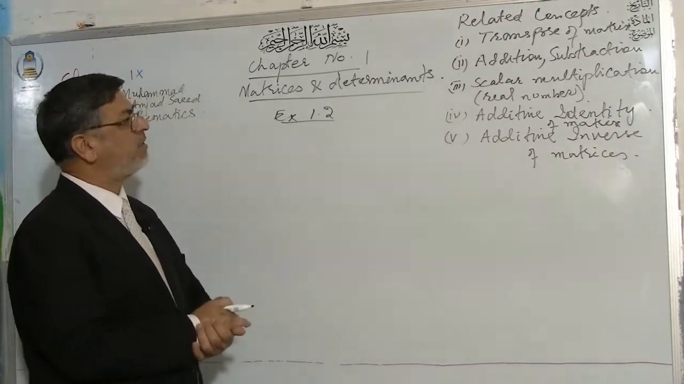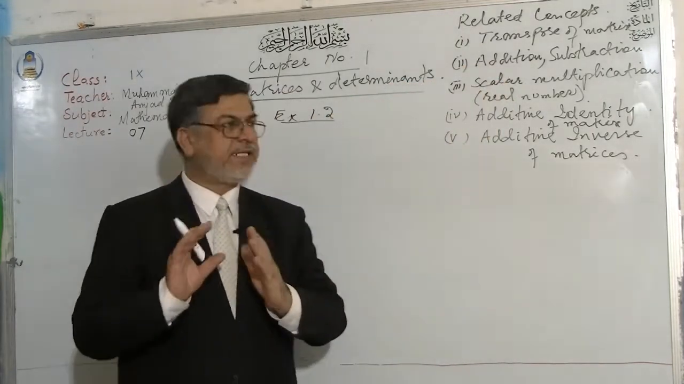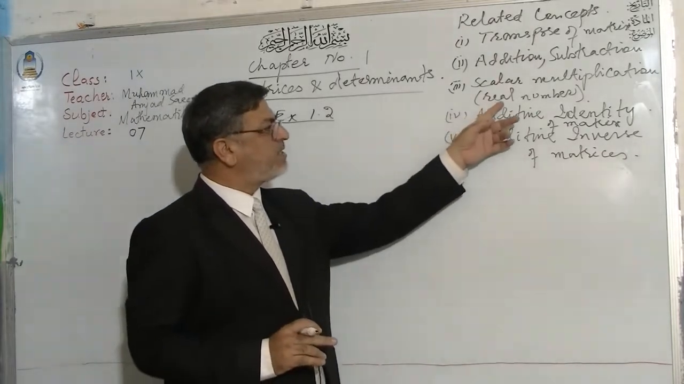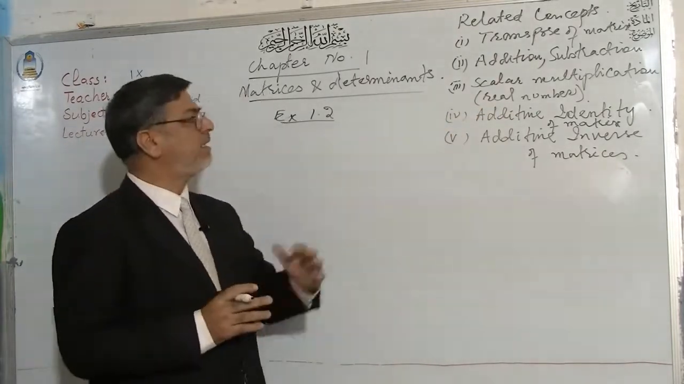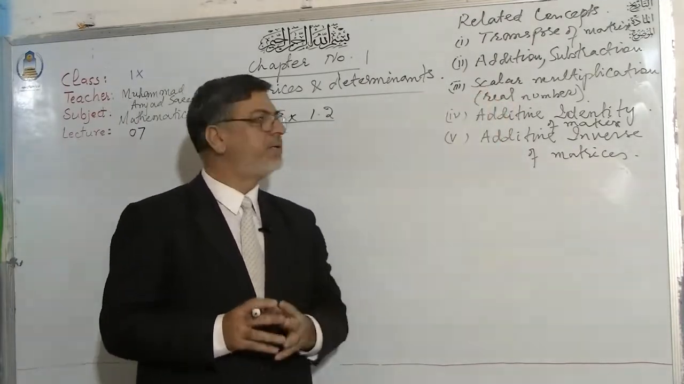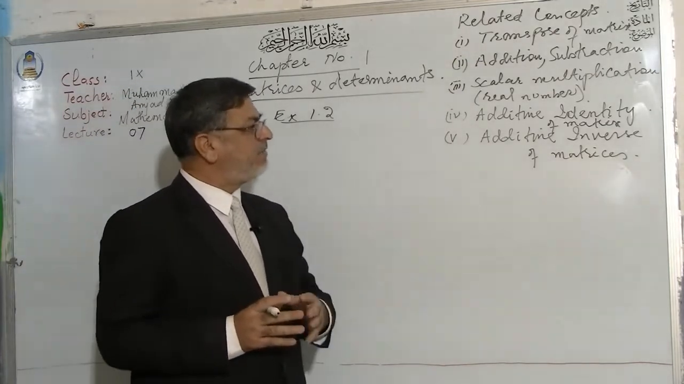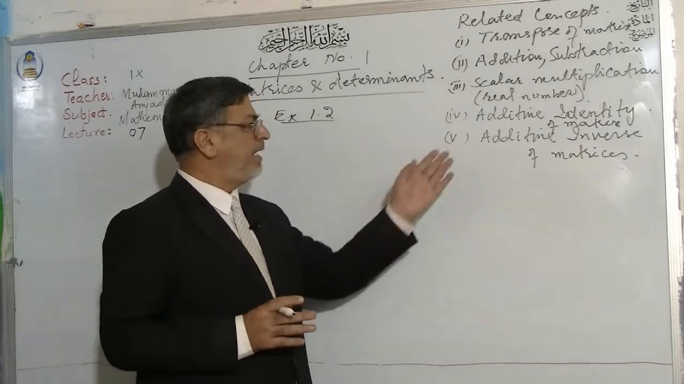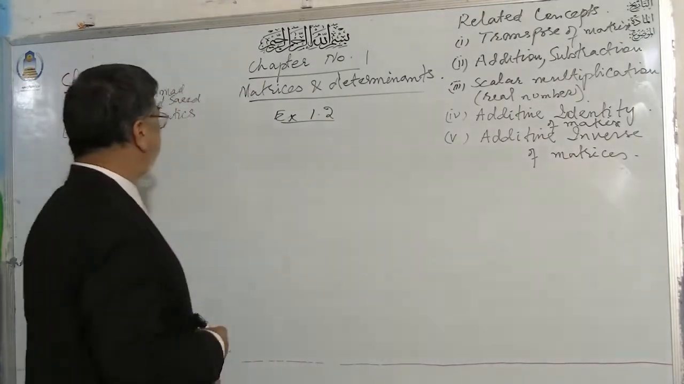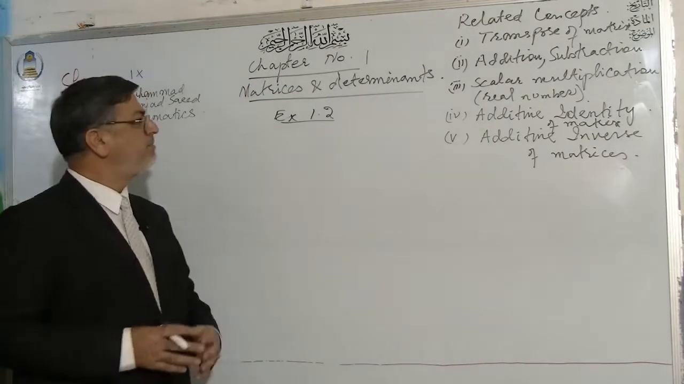Today we will discuss the addition and subtraction of matrices, scalar multiplication of matrix. Rather, you can say a matrix is multiplied by a real number. After that, inshallah, we will talk about additive identity and additive inverses of matrices. This is your lecture number 7, chapter number 1.